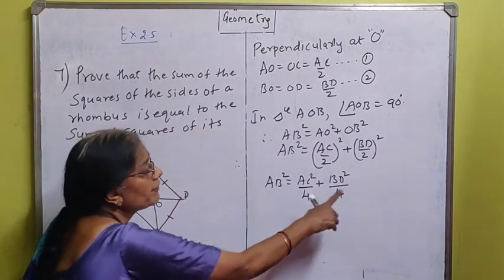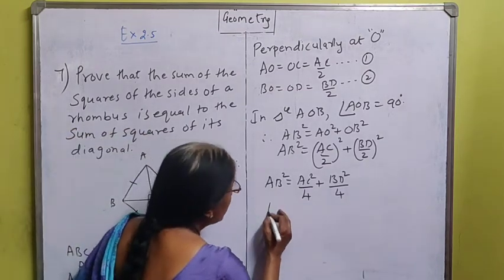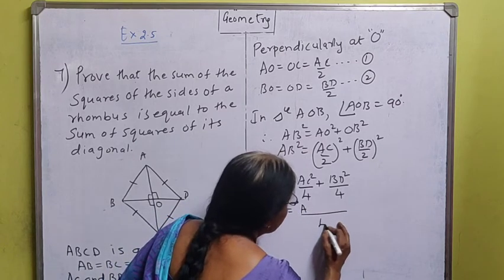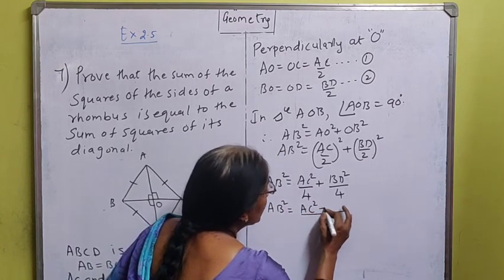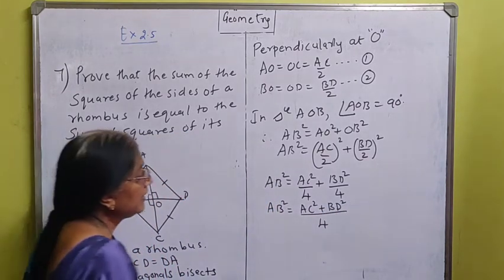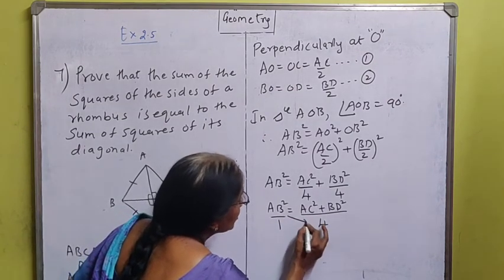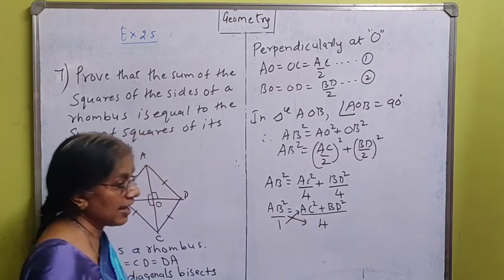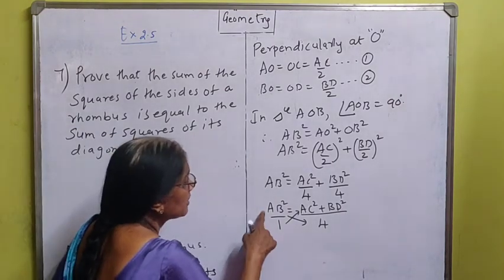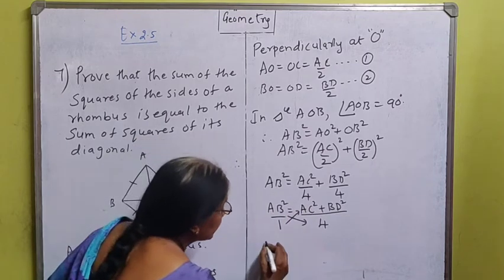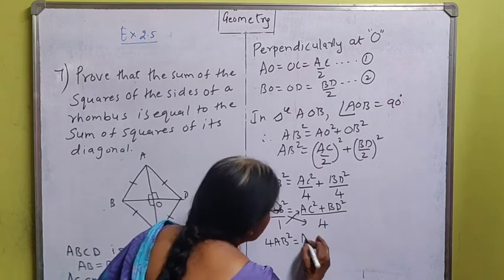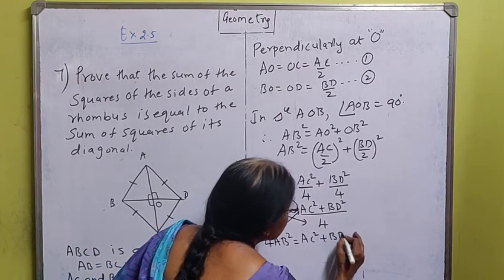4. Now, you have the common denominator. What is the common denominator? AB square is equal to, common denominator is 4. So, add the numerator and keep it as it is. AC square plus BD square. Nothing is there here means 1 is there. So, what we are going to do? Cross multiply. So cross multiply means what we have to do? 4 you multiply with AB square. 1 you multiply with this means it will remain as it is. So what you will get? 4AB square is equal to AC square plus BD square.